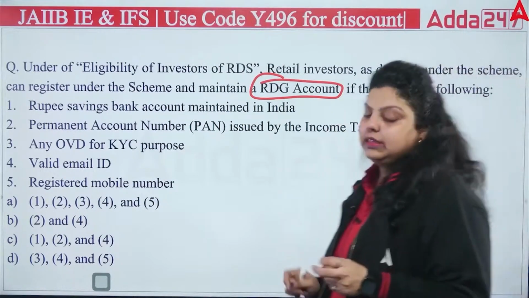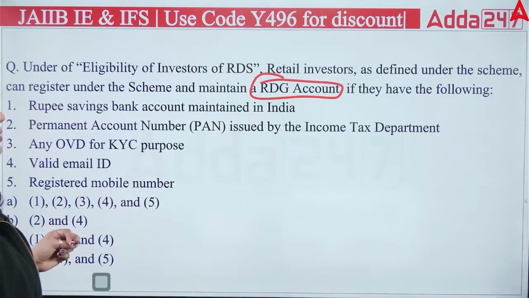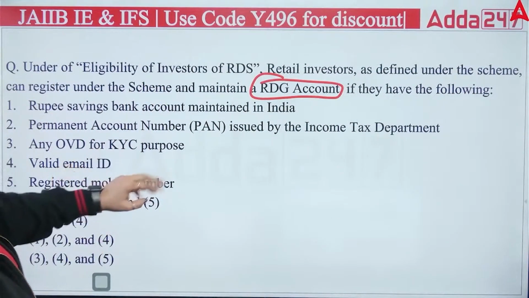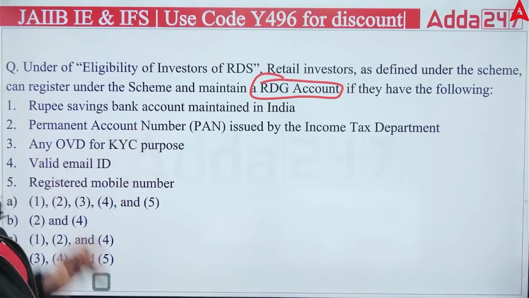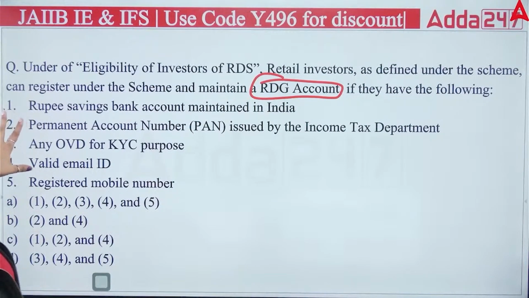Those are written here. The first is saying that you should have a rupee savings bank account maintained in India. Second is saying you should have a Permanent Account Number issued by the Income Tax Department. Third is saying any official valid document for KYC you have to give. Fourth is saying your valid email ID should be given. And fifth is saying a registered mobile number should be given. So these are the 5 things written in front of you.